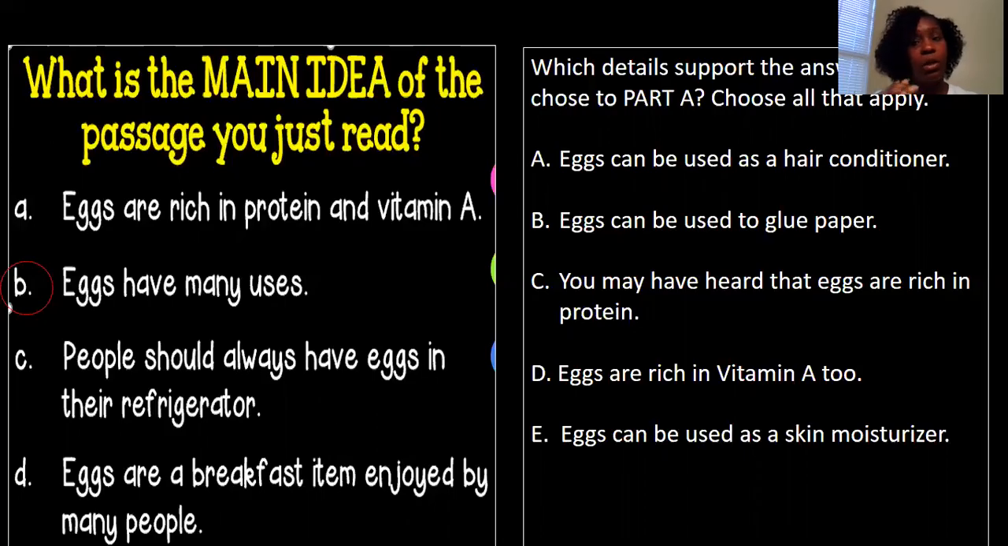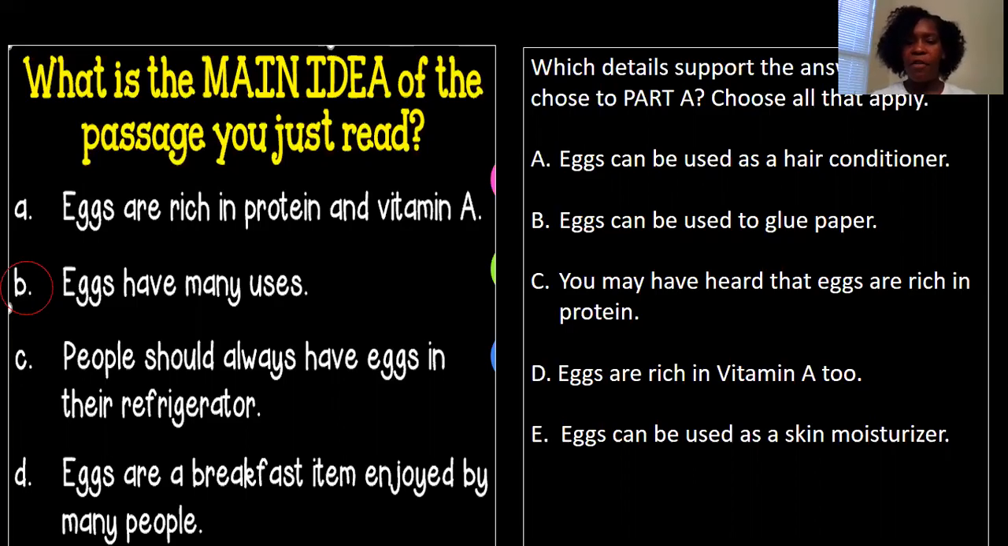And I also see clue words to help make that connection to my part A answer. Eggs, used, glue, paper. So part A, answer choice A, I'm going to question. Answer choice B, I'm going to question. Let's keep going and see if we have any more.